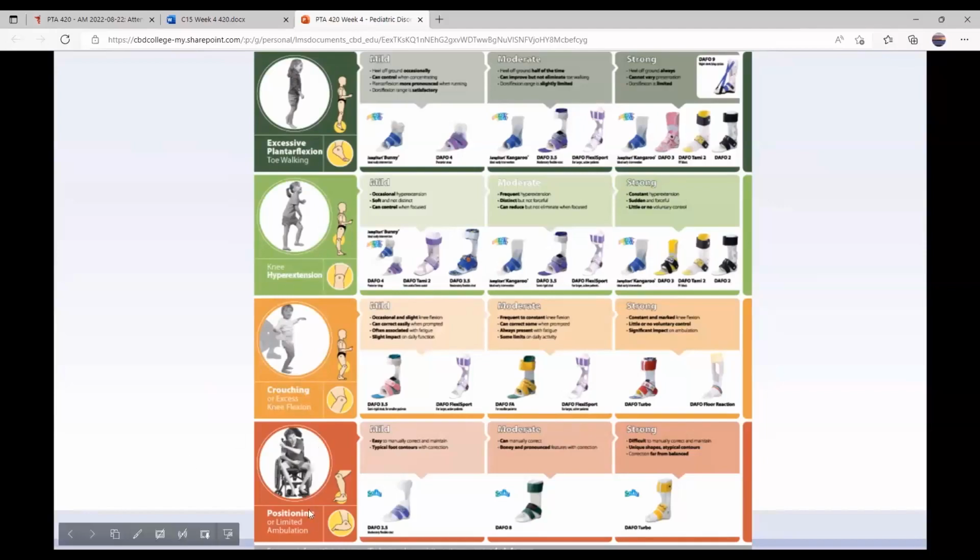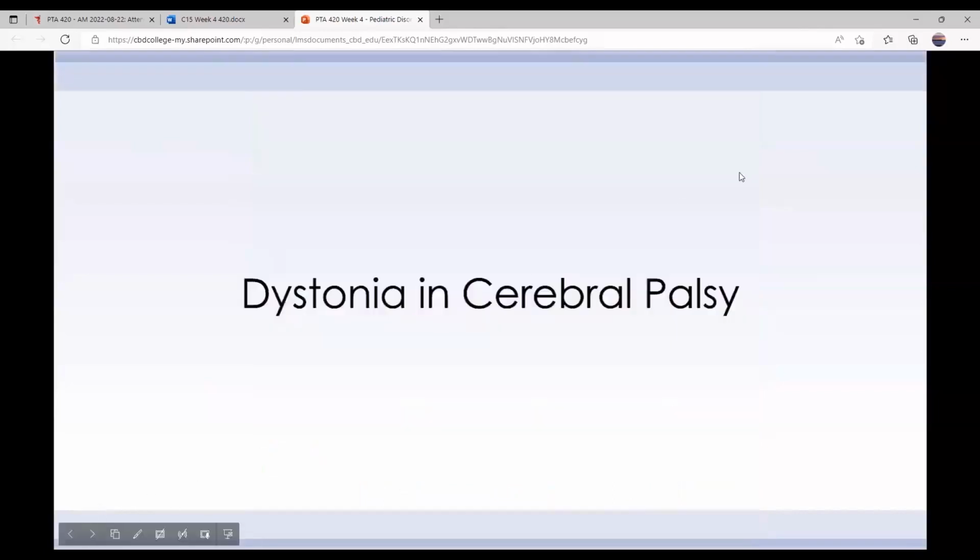And some of them are just for positioning in a wheelchair. A lot of them are meant for dynamic mobility, and then there are other ones just to prevent contractures. Okay, so that's my spiel on orthotics: anyone can have an orthotic. There are many types of orthotics. Just make sure that you know that the orthotic itself can help control the joint above.